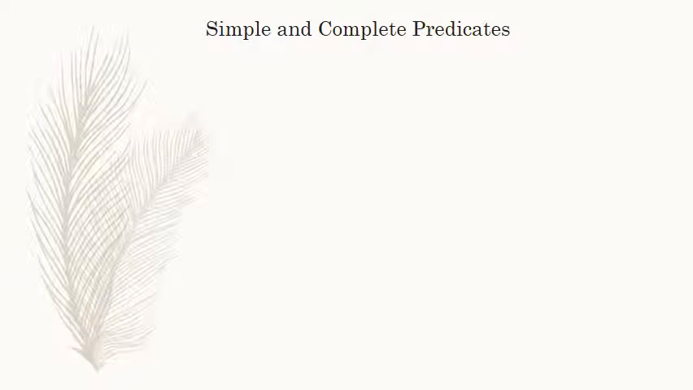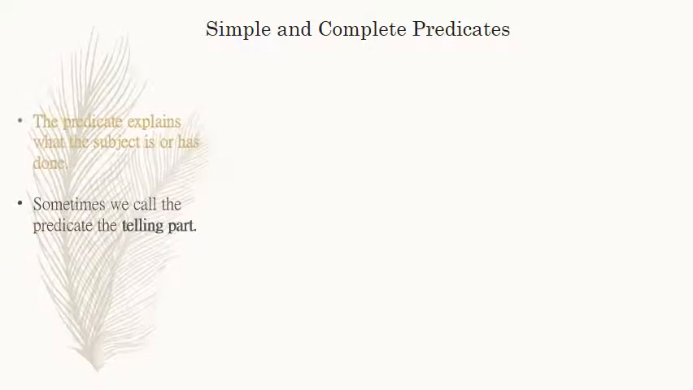Okay, now we move to the predicate. What is the predicate? The simple and complete predicate. First of all, the predicate explains what the subject is or has done. So the predicate is the second part in the sentence that tells me what the subject is. Maybe it's giving me only information about the subject, or it tells me an action that the subject did. Sometimes we call the predicate the telling part. Since I said it tells us, then it is a telling part.